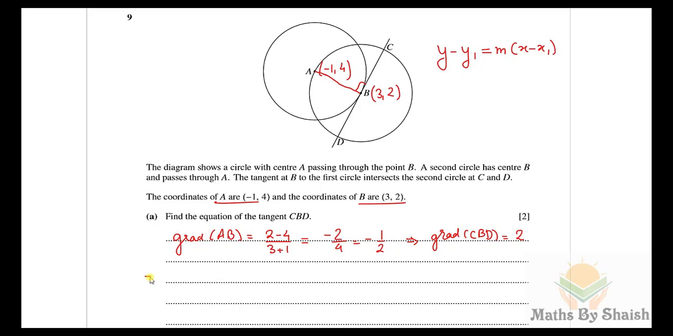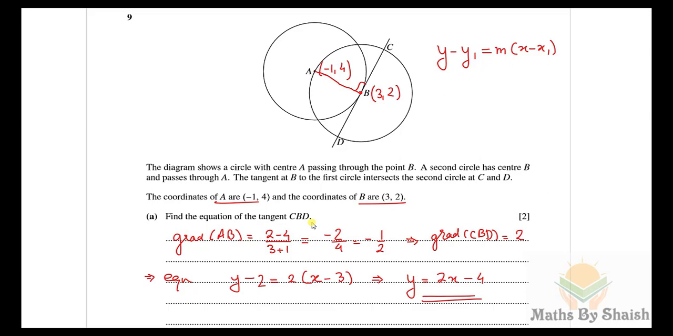And hence the equation is going to be y minus y1, I'll take 2 because the line is passing through this point, so y minus 2 is equal to gradient times x minus 3, and we can leave our answer till here also, otherwise we can solve. It is going to be y is equal to 2x minus 6 plus 2, which is -4. So y = 2x - 4 is the equation of tangent CBD.